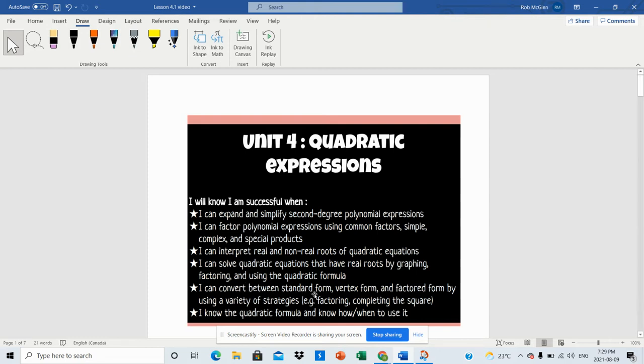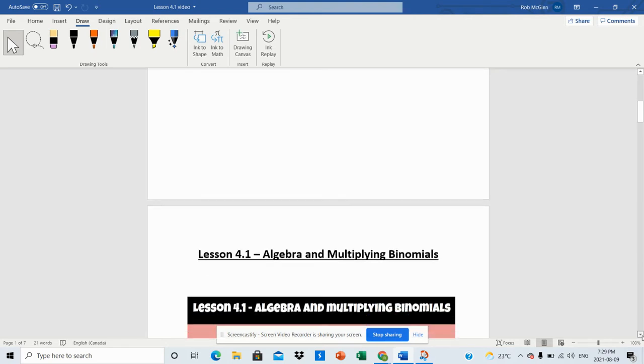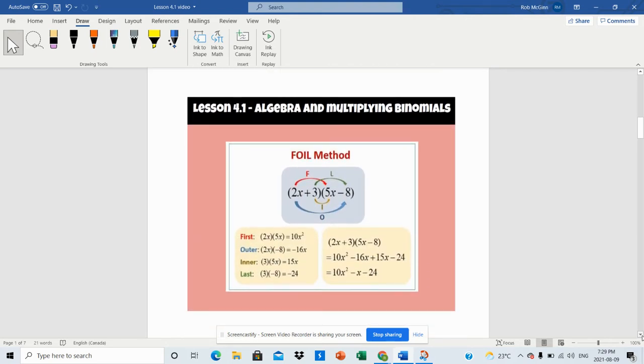I can convert between standard form, vertex form, and factored form by using a variety of strategies. And I know the quadratic formula, and more importantly, I know how and when to use it. So that's what we'll be looking at over the next 4 days. But we're going to start off with a little bit of a refresher here.